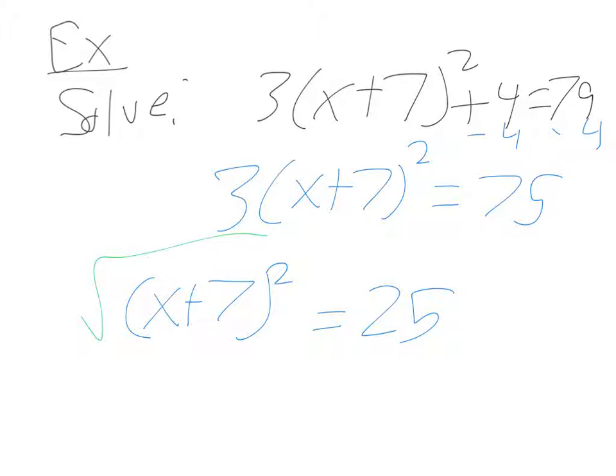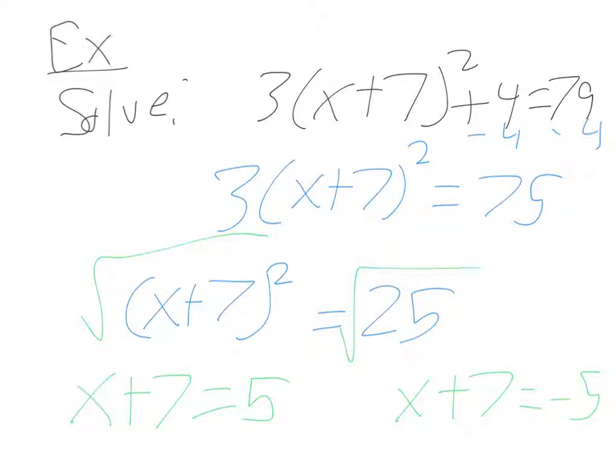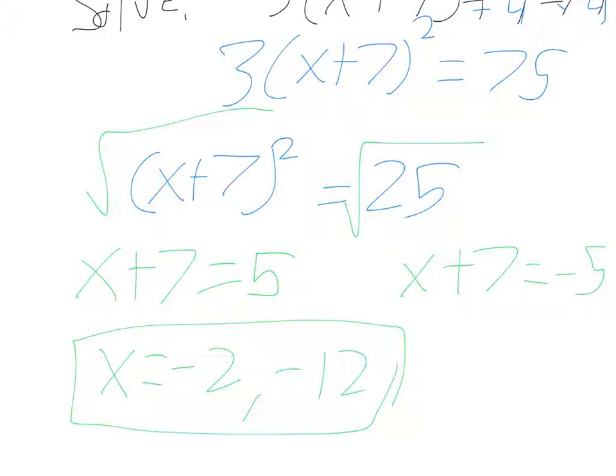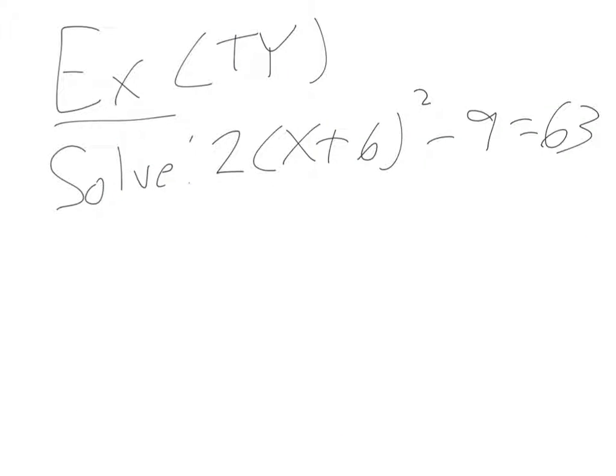So now if we do the square root of both sides, you have x plus 7 is equal to either positive 5 or negative 5. So if you solve both of these for x, you should have that x is equal to negative 2 if you solve the first one, and then negative 12 if you solve the second one. Here's one I want you to try on your own. Solve 2 times x plus 6 squared minus 9 is equal to 63.